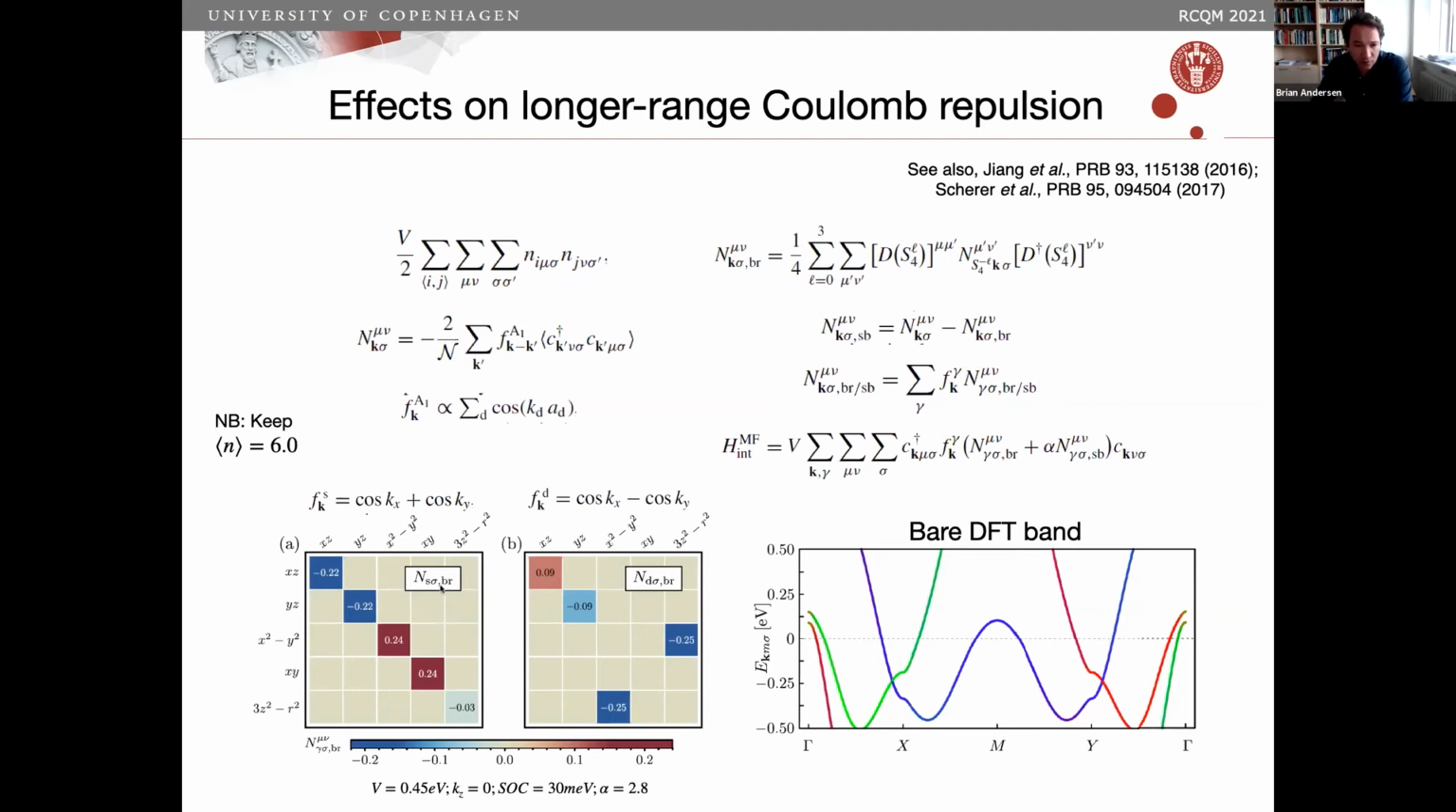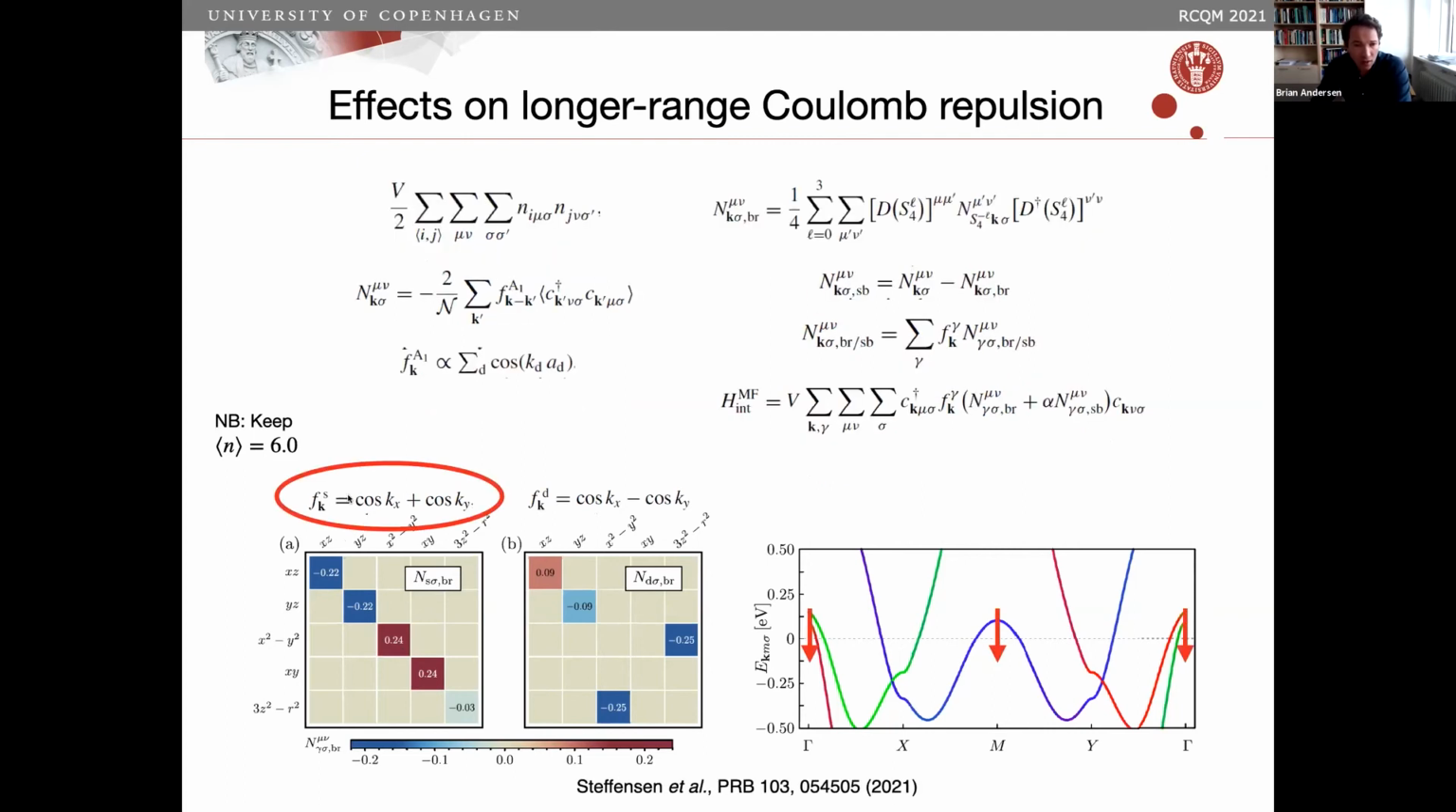So let's focus first on the bandwidth renormalizing part. This is a matrix in the S-wave channel and here in the D channel. Okay, so this shows you which orbital components contribute to these mean fields. The first part to notice is the diagonal elements in the S channel, and over here we have also some structure. So let's see what this does to the bare band structure. Focusing first on the S components, you see that the dxz and dyz will be renormalized down. So this means the hole pockets at the gamma point will be renormalized down. It shrinks the hole pockets at the gamma point.